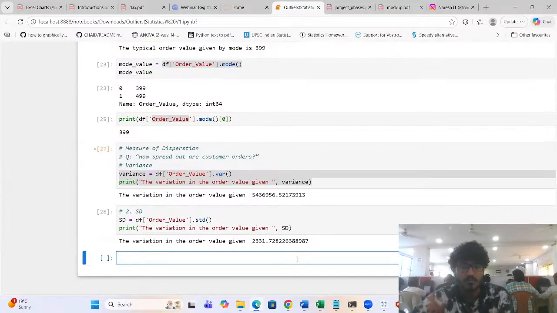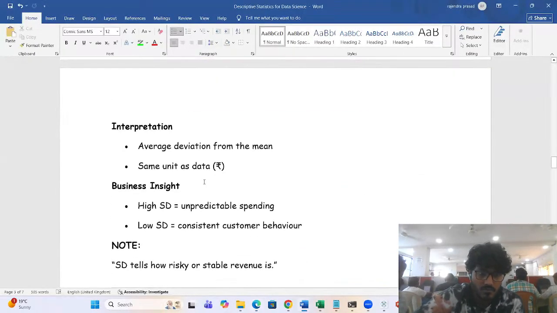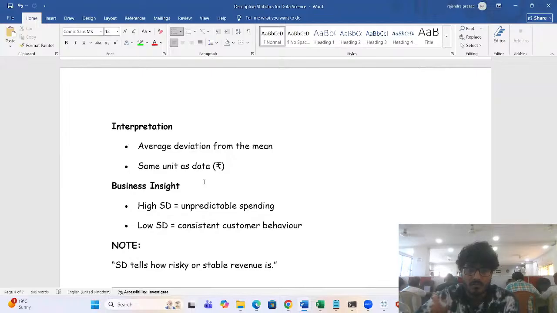2,331. See, the interpretation, how you communicate out of this: it means average deviation from the mean, in the same unit. If you are getting a high standard deviation, that equals unpredictable spending. Usually you measure standard deviation from 0 to an upper value. If the standard deviation is 0, it means 0 values more, 0 values less. It means exactly what you got.